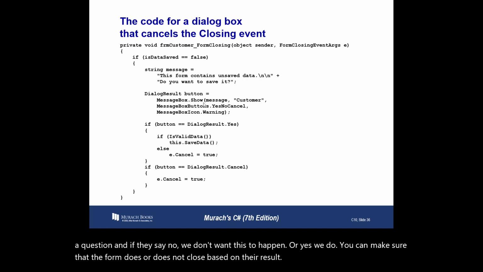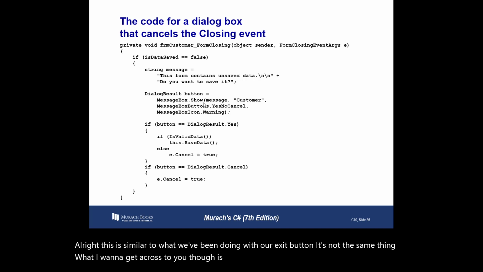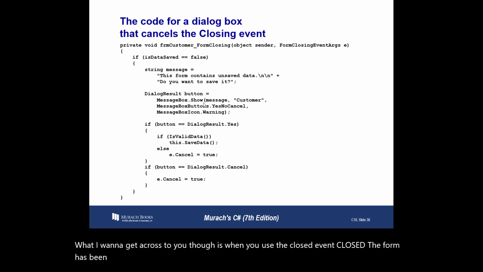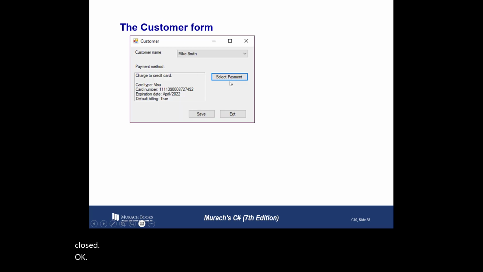All right. This is similar to what we've been doing with our exit button. It's not the same thing. What I want to get across to you, though, is when you use the closed event, closed, the form has been closed. So with closing, it has not yet been closed. With closed, it has been closed. Okay? That's what they're showing here.